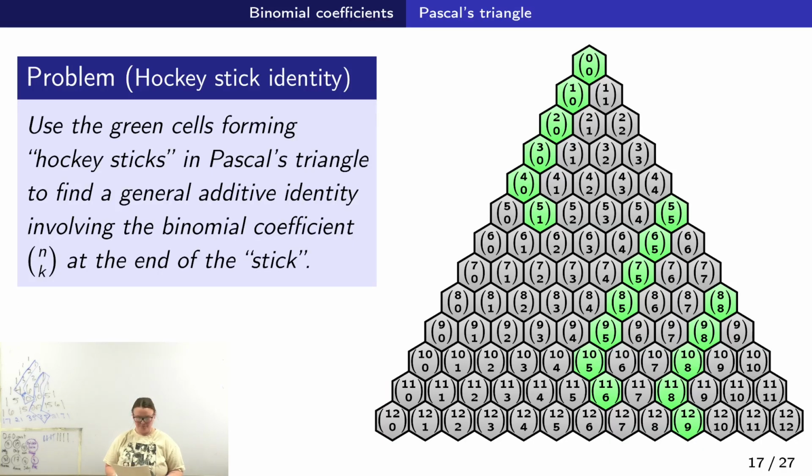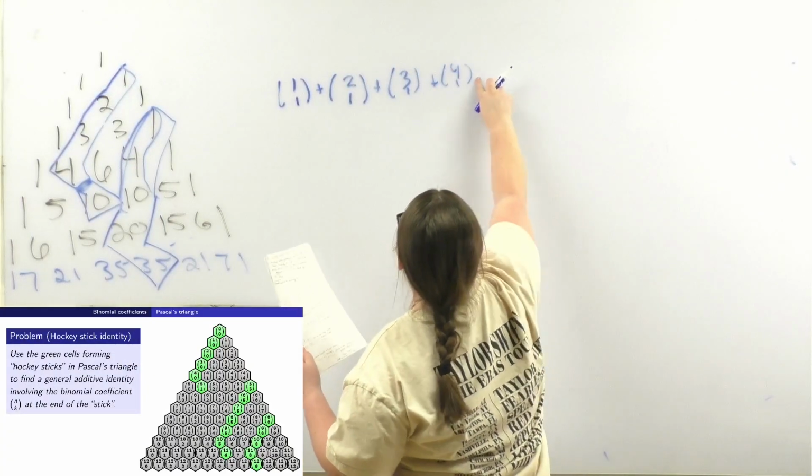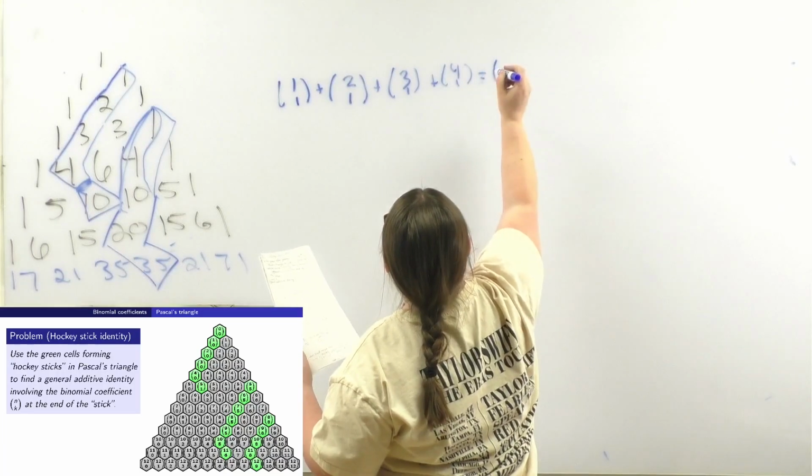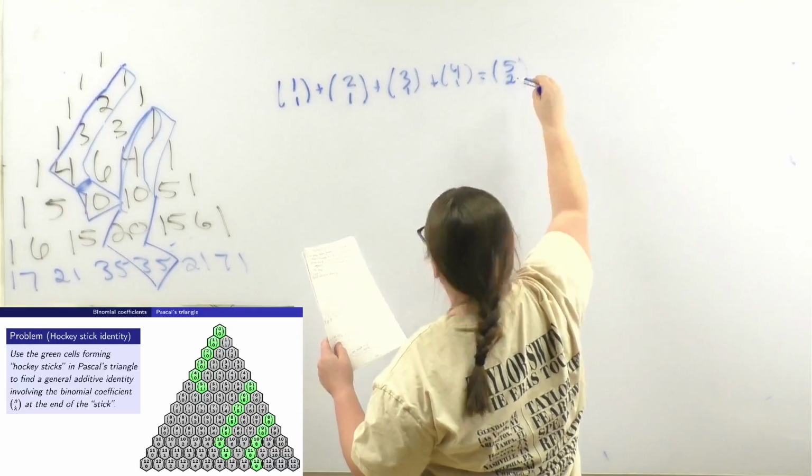Okay. So that being said, we're doing hockey stick. Unfortunately, this is not going to look right, but you can look on the board over there. We'll do 1, choose 1 plus, I think we're going this way, 2, choose 1 plus 3, choose 1 plus 4, choose 1 equals, what do you think? 5. Nice.